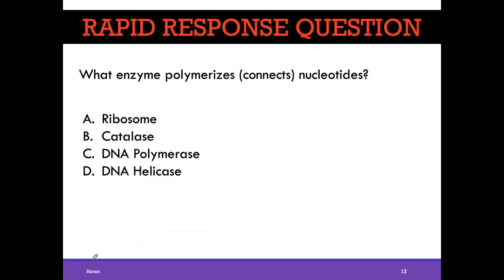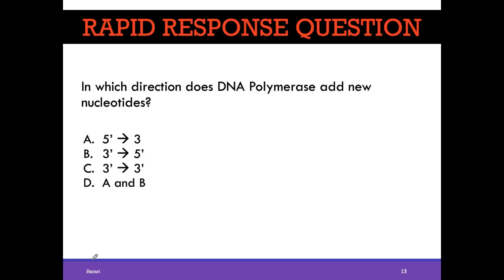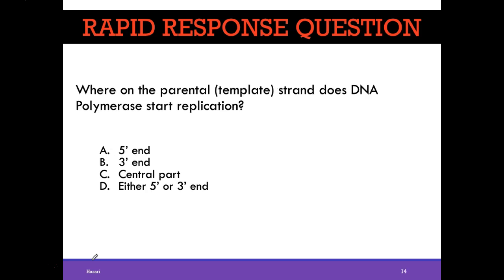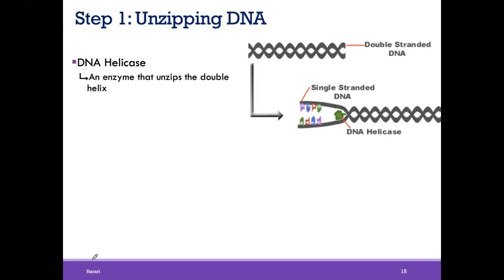What enzyme polymerizes nucleotides? Pause here. And the answer is C, DNA polymerase. In which direction does it add new nucleotides? Pause here. The answer is A. It can only make DNA in 5' to 3' form. Where on the template strand does DNA polymerase start replication? So pause here. And the answer is B. Toward the 3' end is where it starts.